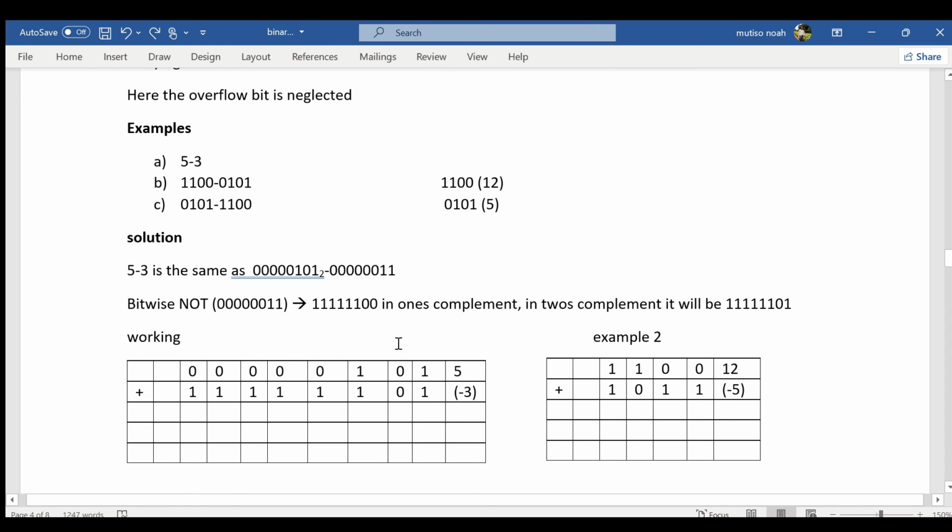How does it work? Here you have added 1. Let us go and do the subtraction and see how it works.